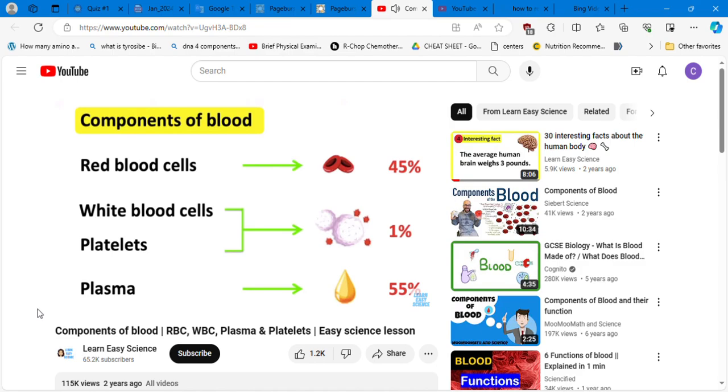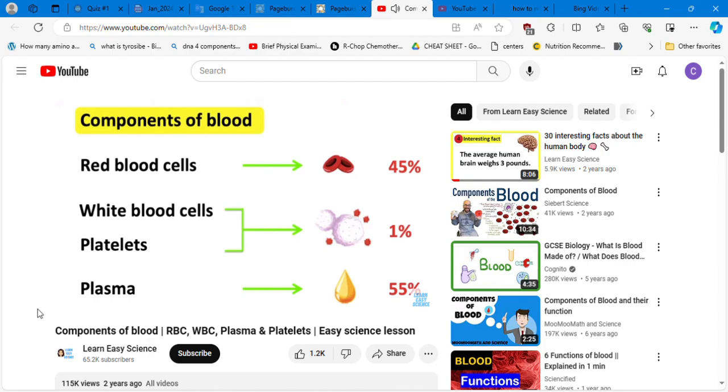Let's begin with red blood cells. Red blood cells are also known as erythrocytes. These are produced in the bone marrow. They carry oxygen and nutrients. They contain a protein called hemoglobin. Hemoglobin helps to carry oxygen from the lungs to the rest of the body. This is what makes blood red. Carbon dioxide is then returned from the body to the lungs to be exhaled.